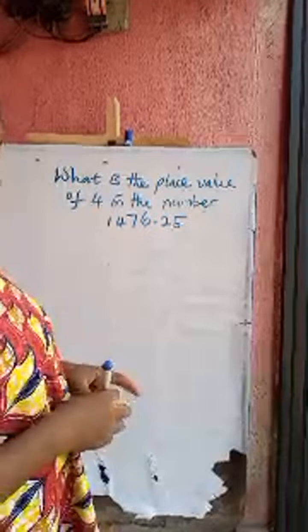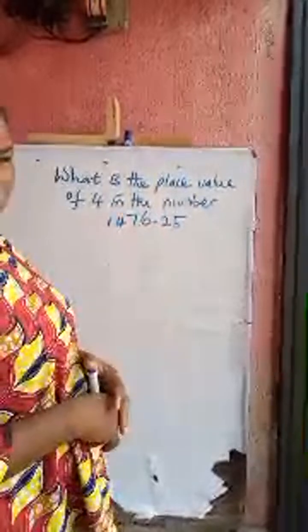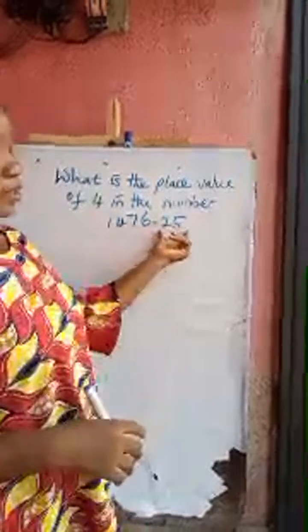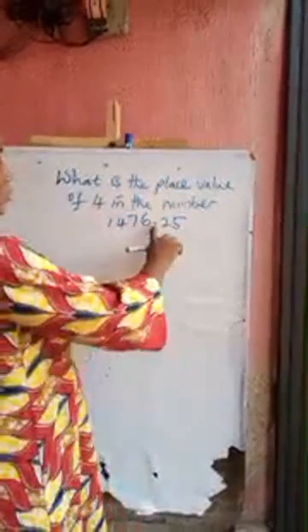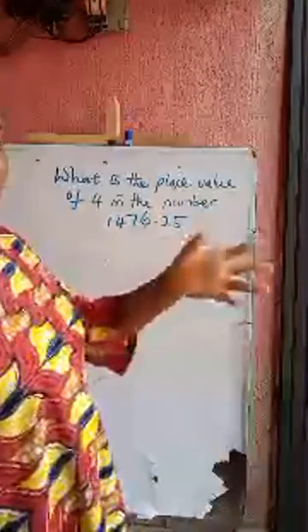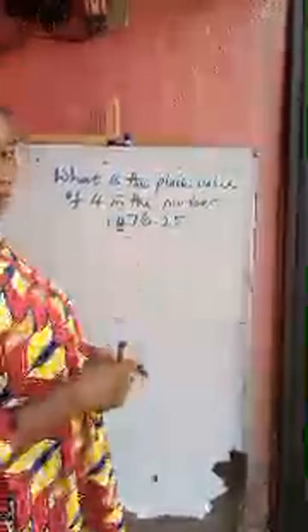Now, if you look at this number very well, this is a decimal number because it has two parts, the whole number part and the decimal part. Any number after the decimal point can be read as the decimal fraction part, while the numbers before the decimal point can be read as whole number. So the focus here is 4. We are looking for the place value of 4.